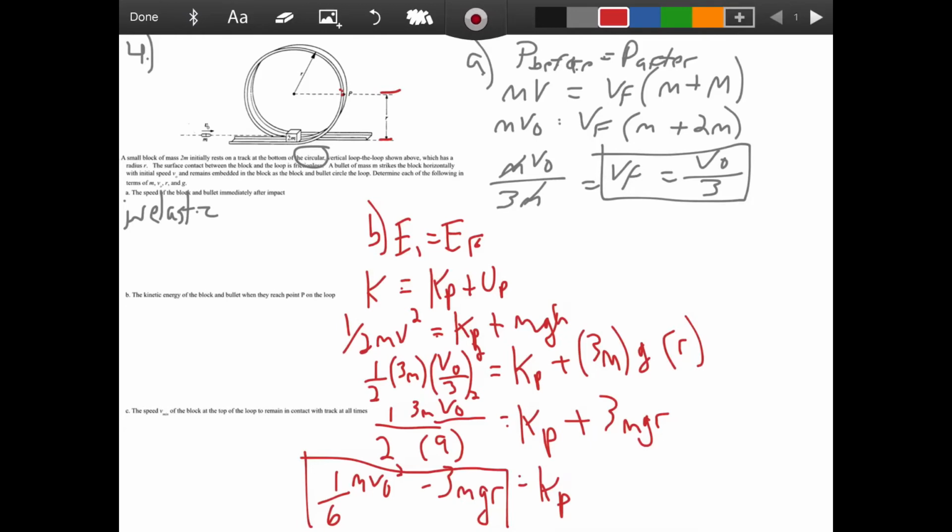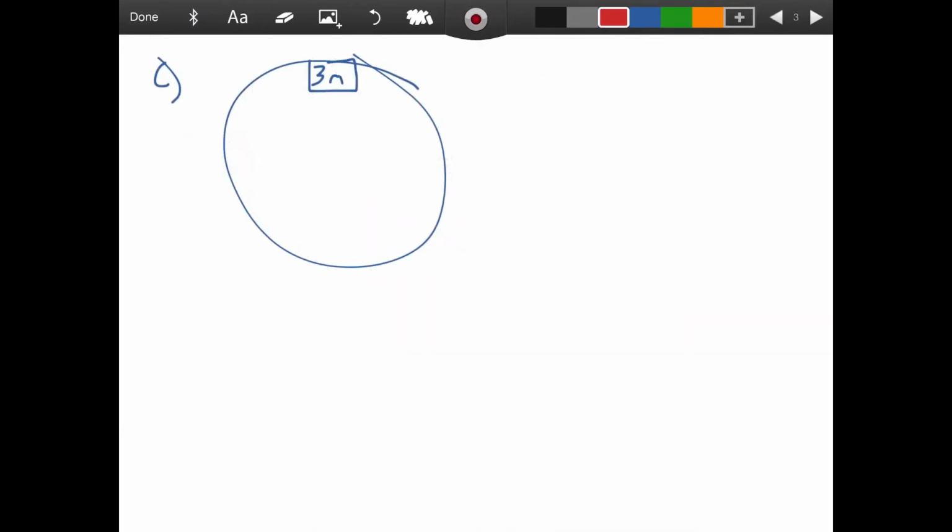And there is my on to part C, where we're looking for the minimum speed of the block at the top of the loop to remain in contact with the track at all times. So quickly, free body diagram at this point. Force of gravity, definitely pointing downwards. And the normal force is always also pointing downwards at this point because it's towards the center of the circle.